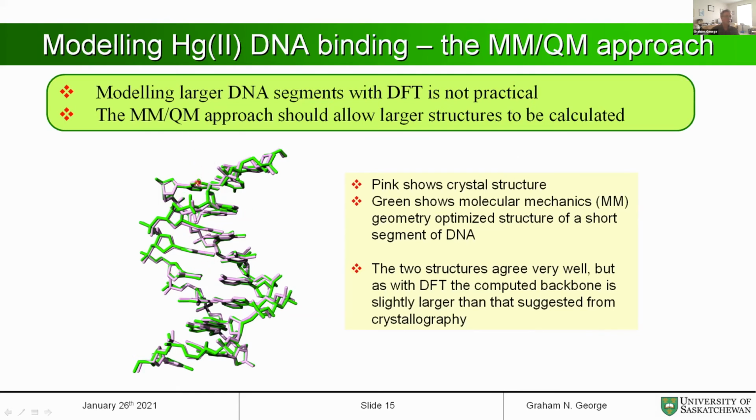The pink shows the crystal structure, just as it did in the last slide, and the green shows the molecular mechanics geometry optimized structure. We used a program called GULP to do this, which incorporates a program that used to be called Cluster these days. GULP used to be just for extended periodic solids, but now it can also do discrete entities such as a little piece of DNA like this. And the two structures really agree very well. And interestingly, the backbone is also predicted in the calculated structure to be larger than suggested by the crystallography.